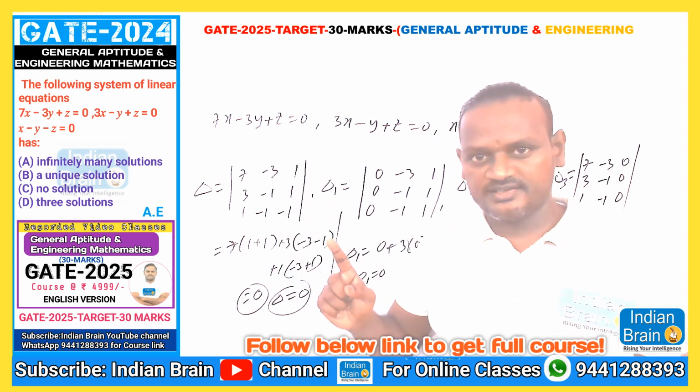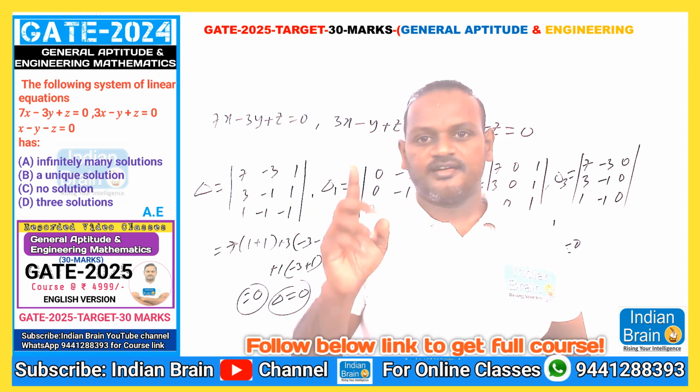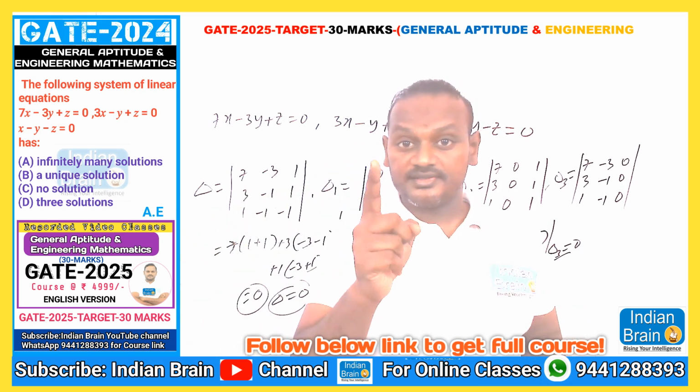What is our target? 2025 GATE, general aptitude and also engineering mathematics, 30 marks.